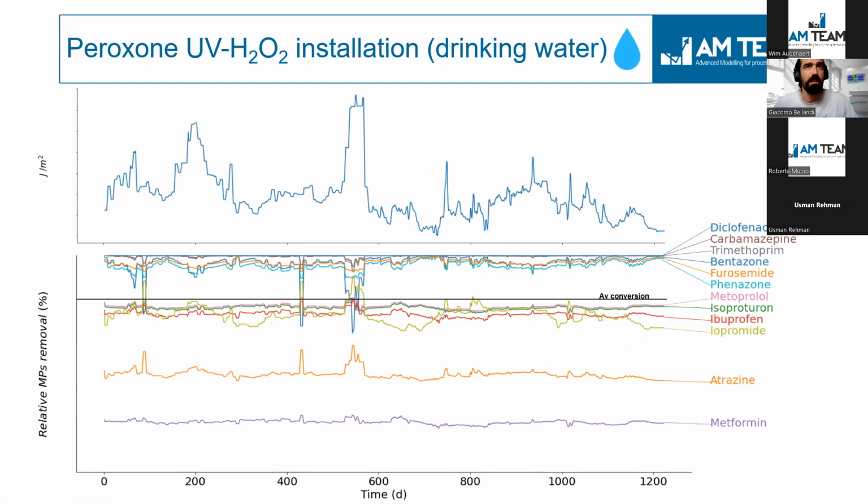Of course, the micropollutants picture is important, and all the micropollutants of interest were monitored in these simulations. That's the controller's objective: making sure that the target removal, what the utility has to comply with, is achieved as the average conversion is maintained.